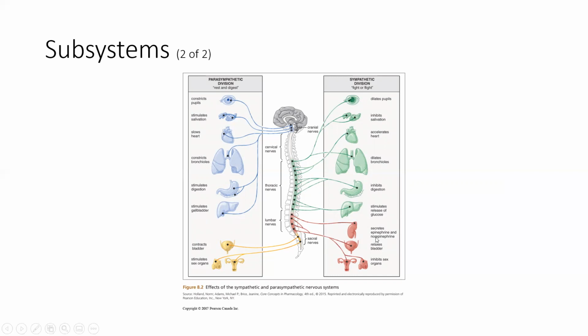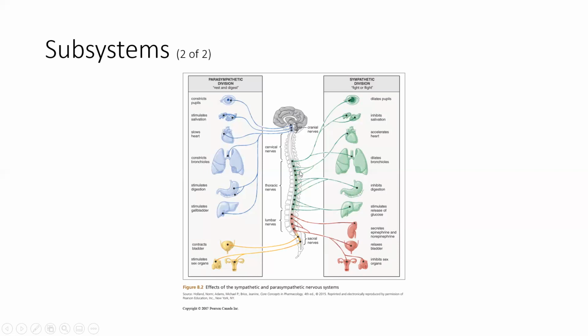Next, when we are in stress, we secrete epinephrine and norepinephrine. These are neurotransmitters. We will discuss them. They relax the bladder and they contract the bladder. They stimulate the sex organs and they inhibit the sex organs.